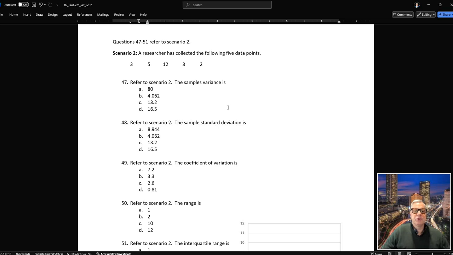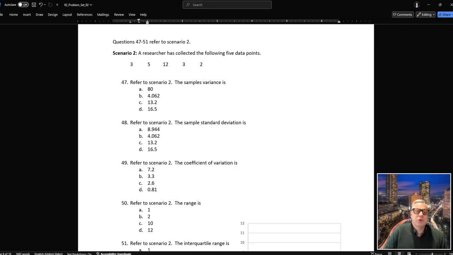Okay, that's a similar one. It's a little bit easier. But we also have to calculate the sample variance and the sample standard deviation and the coefficient of variation, the range, the interquartile range. Okay, so let's also do this one here.